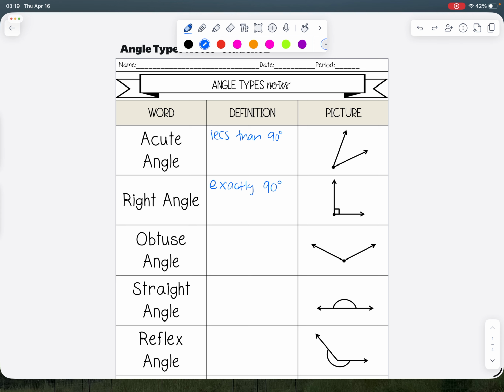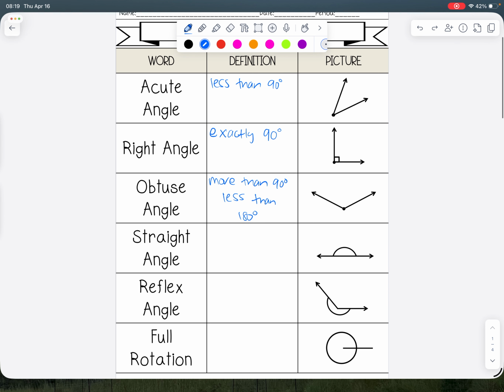Then we have an obtuse angle. An obtuse angle is any angle that is more than 90 degrees and less than 180 degrees. So here I think of it, it looks more open. It's a wider angle, it's obtuse, bigger than 90 and less than 180.